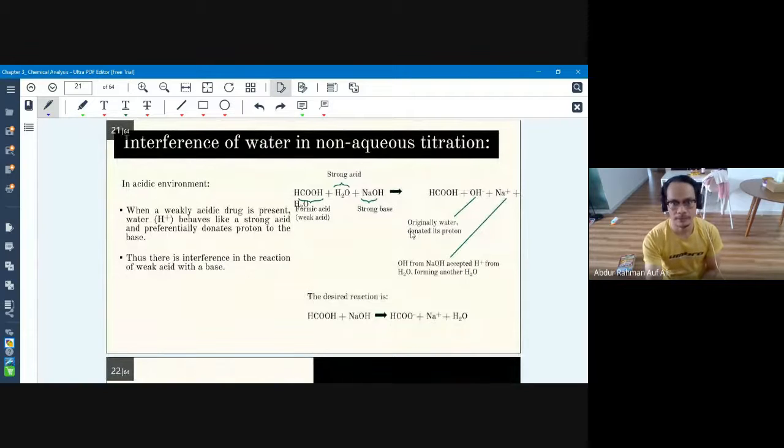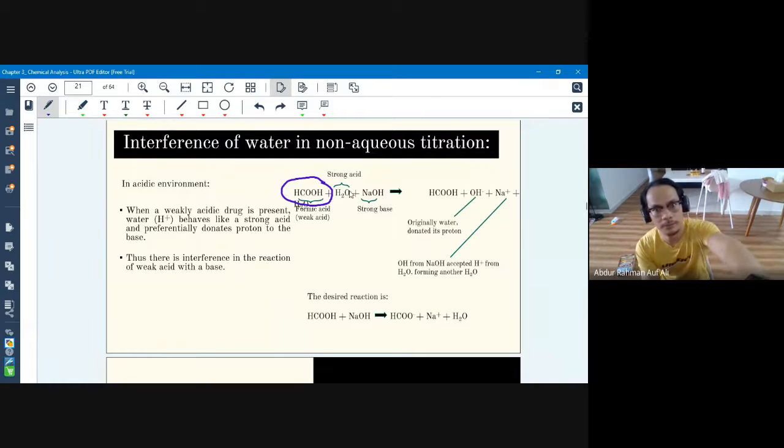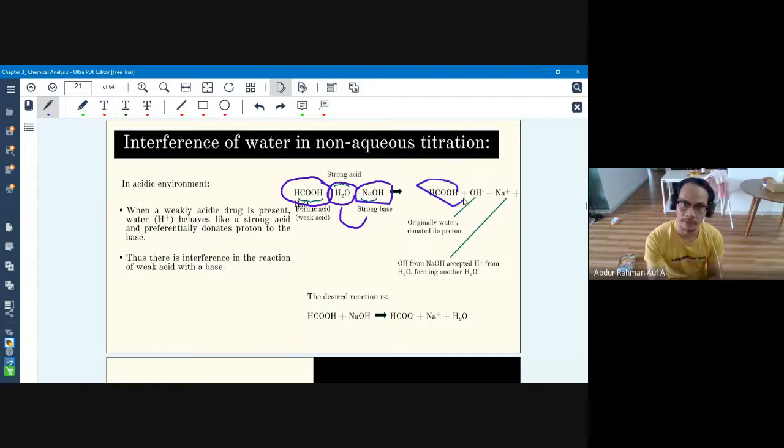Kat sini saya pilih contoh formic acid, a very weak acid. Kalau masuk dalam lab, kita prepare with water. So instead of this reacting with the strong base, this is a strong base, our standard solution, water yang akan bertindak balas. Dia akan behave as a stronger acid than this formic acid. So in the end, dia punya none of the atoms in formic acid changes. Dia masih lagi HCOOH. Okay, tapi yang bertindak balas adalah water dan NaOH, sodium hydroxide. So they interfere with the reaction.